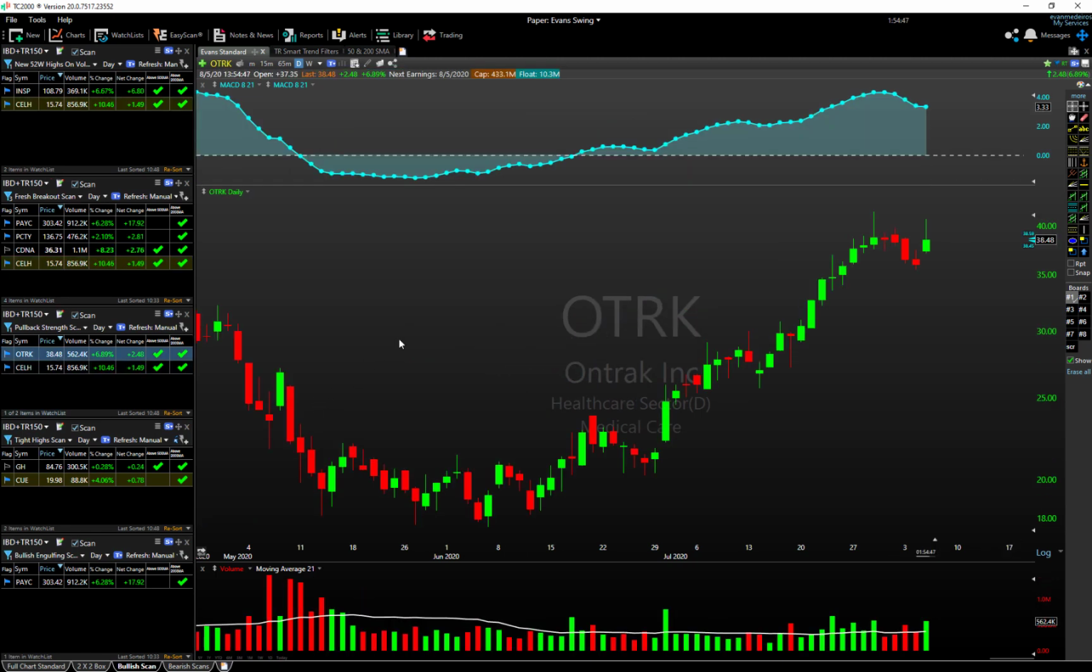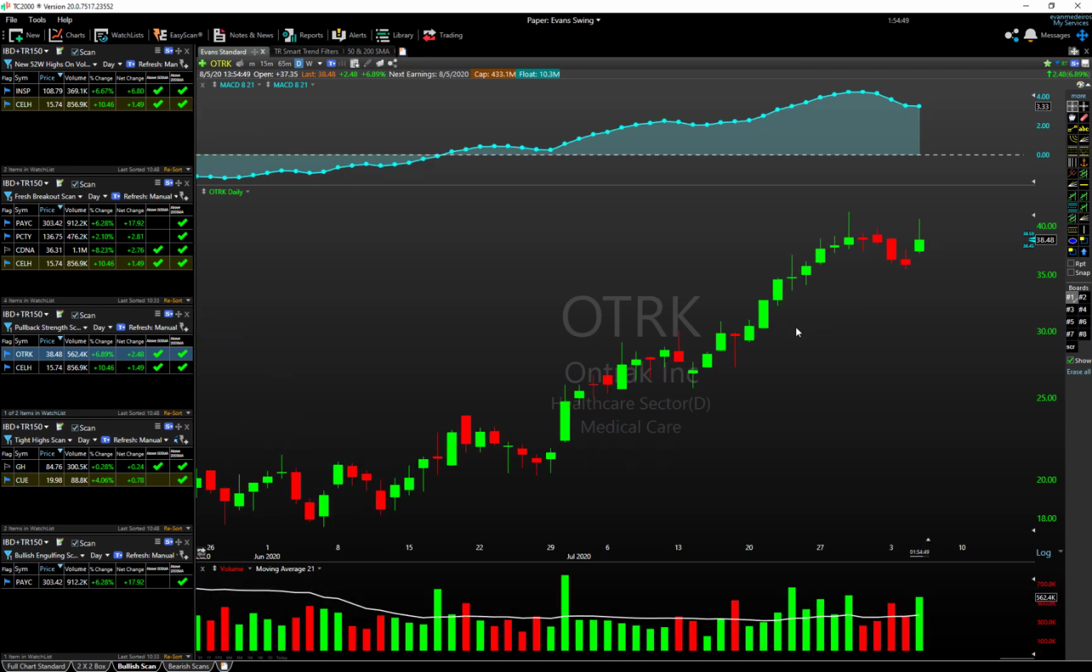This is one of our most popular scans in our store, but this is basically looking for a few days, at least several days down in a row. It's got a nice uptrend in place, and then it starts to break to the upside. So kind of a classic bull flag pattern is what you could think of it as.